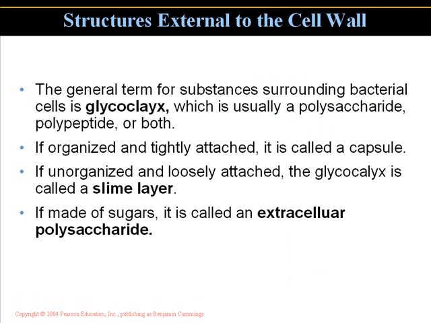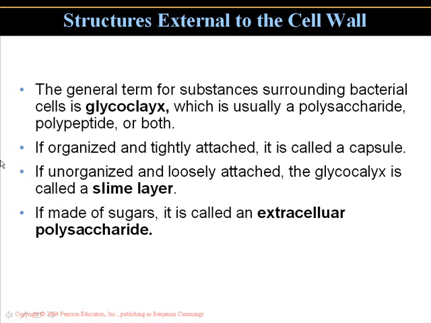The general term for substances around bacterial cells is glycocalyx, which is usually a polysaccharide or polypeptide or both. Again, those of you who have had A&P 1 and 2, if you think back to A&P 1, we talked about the glycocalyx that covers the cell membrane in human cells, important in recognition. Similarly, we see this in the cell walls of bacteria as well.